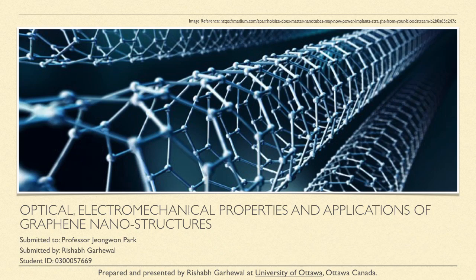Hello friends, my name is Rishabh Garhewal with student ID 3000057669, and my topic for research paper in nanoelectronics is optical, electromechanical properties and applications of graphene nanostructures.